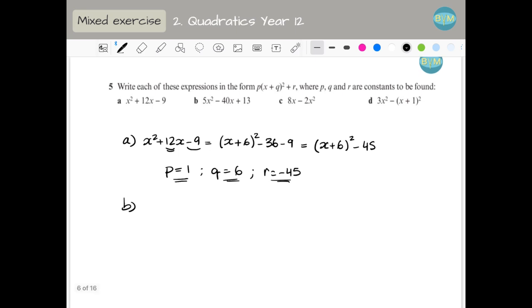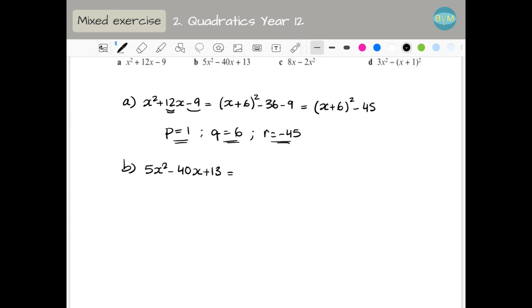So B, we have 5x squared minus 40x plus 13. And now we have to do a bit more work because of this coefficient here. We are going to factorize the 5 outside first. So 5 times x squared minus 8x, and only for these two terms, we don't need to do the last one, plus 13. And now I'm going to complete the square for this one like I did before. So minus, if it's minus, half that, 4 squared, and minus the square of the 4, which is 16.